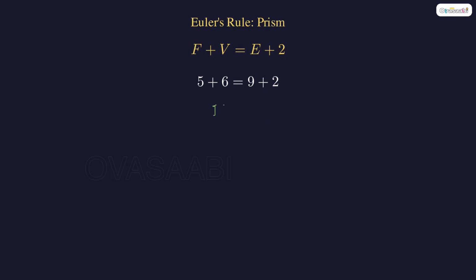Check Euler again. 5 plus 6 equals 11, and 9 plus 2 also equals 11. The rule never fails for these simple solids.